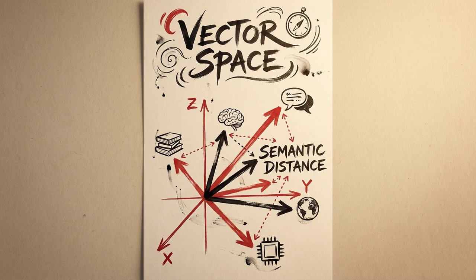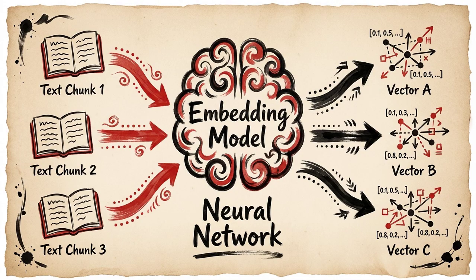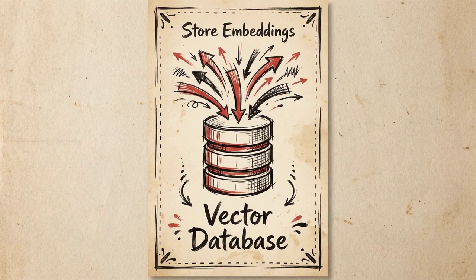Think of it as a multidimensional space. Every word, sentence, or chunk is a vector in this space. The direction and distance of these vectors encode their semantic relationships. These numerical representations are created by embedding models, which are specialized neural networks trained to understand and map text into these vector spaces.